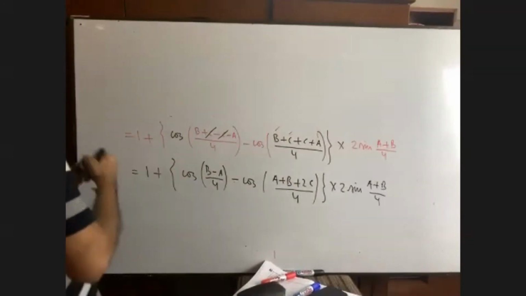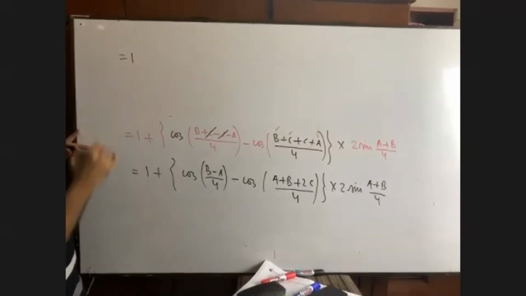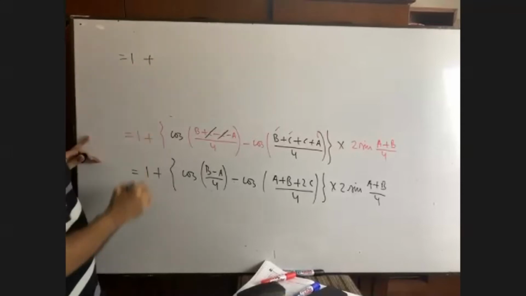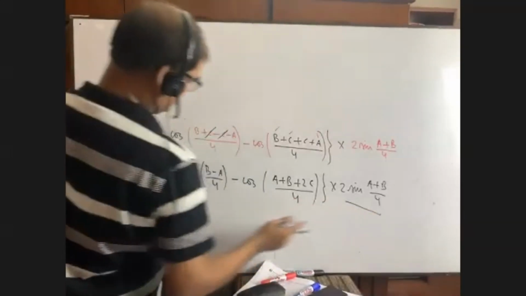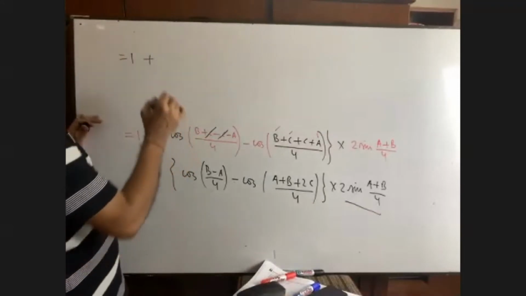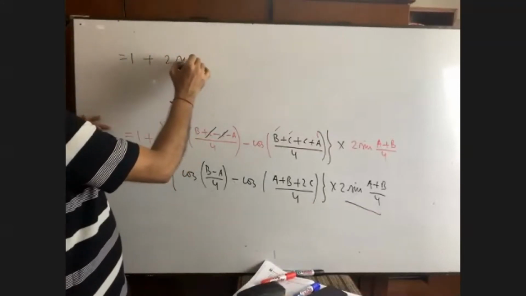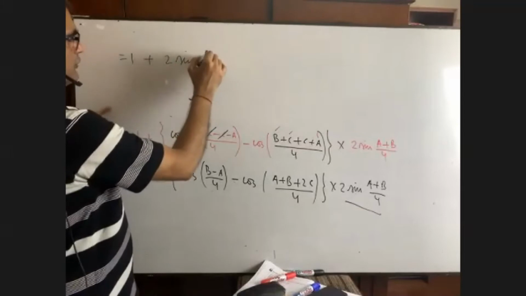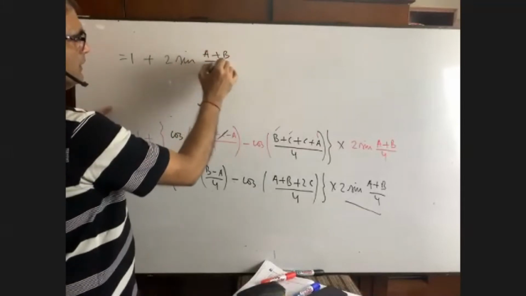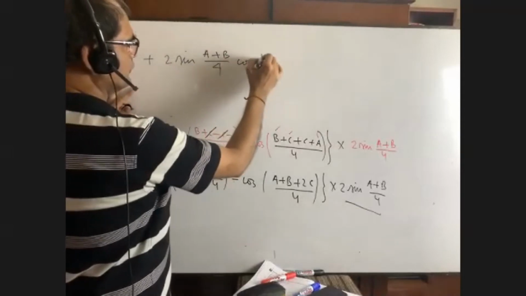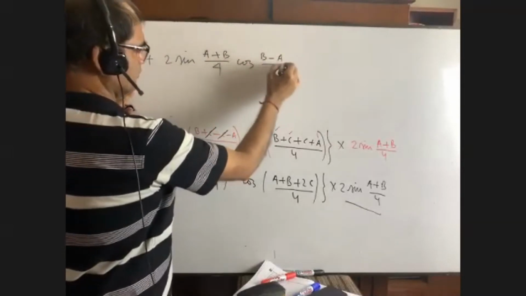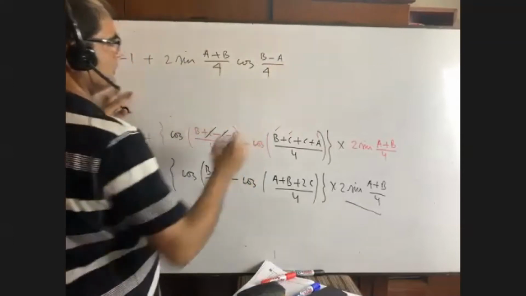Then we can write here, 1 plus, this is 2. I will multiply all by this part. So we'll be left with 2 sine (A plus B) by 4 into cosine (B minus A) by 4. Okay?